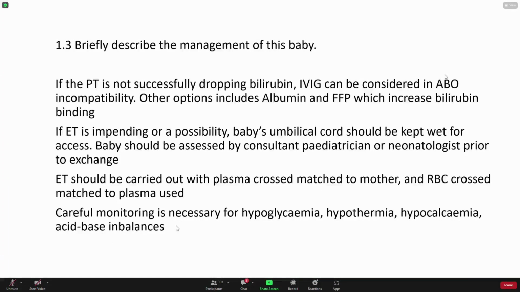So careful monitoring is necessary for hypoglycemia, hypothermia, hypocalcemia, and acid-base balance. Probably I would write that much during this part, right? You don't need to, but you can say you can use a double volume exchange transfusion here.